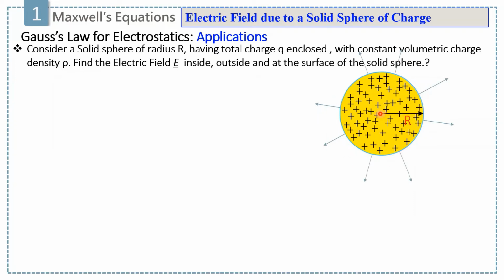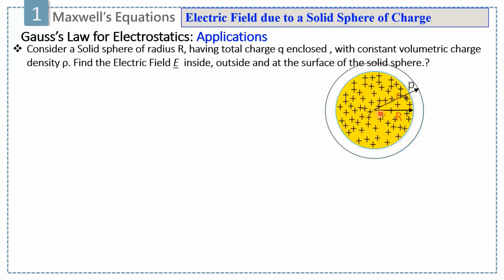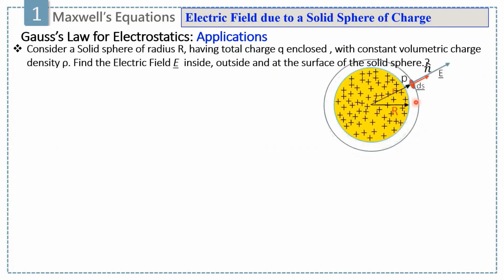Now in the first case, we want to find the electric field outside of the sphere. For this, we consider a Gaussian surface of radius r, which is greater than the radius of the sphere. And we take a point P, where we choose a surface area ds at point P, on which the electric field is normal to the surface area, and the angle between the electric field and the surface area is 0.